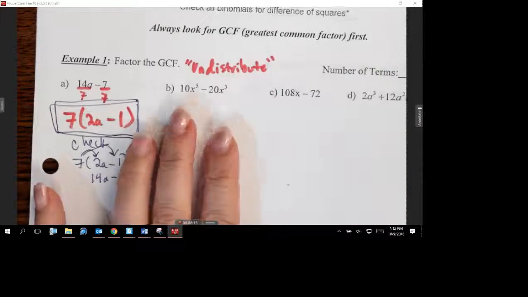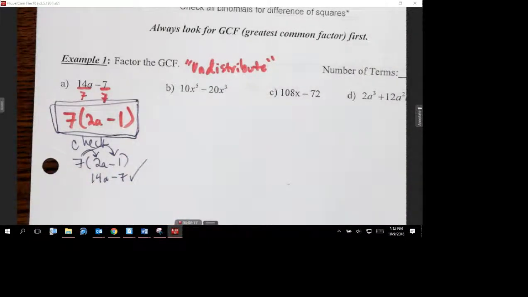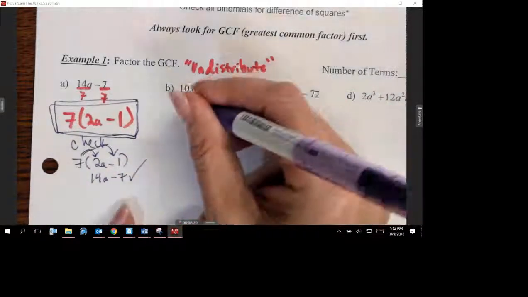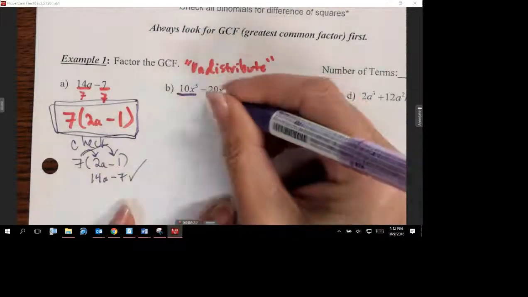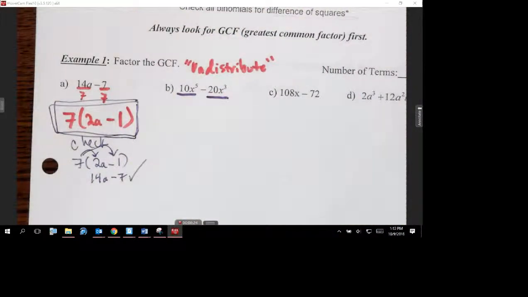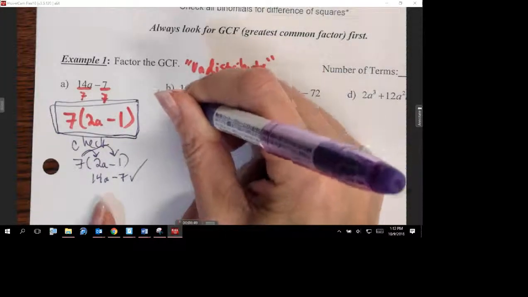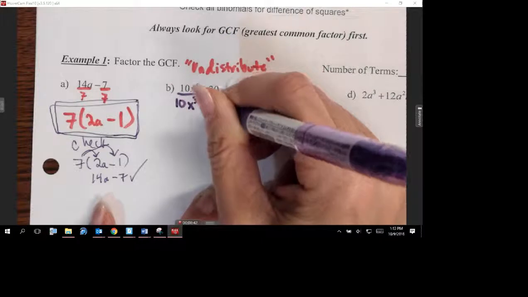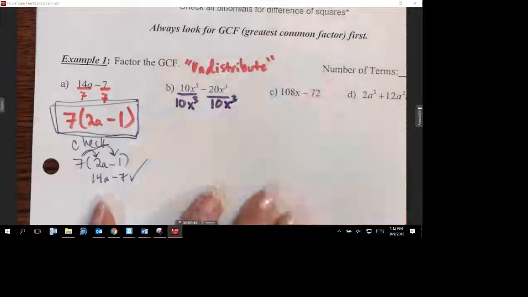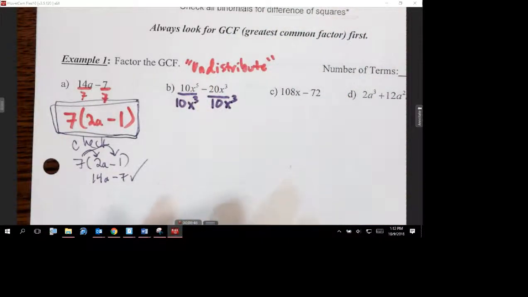The next one. Is there a greatest common factor with all the terms? So we're going to underline 10x to the 5th and 20x to the 3rd. 10 is a factor, but there's some variables as well. How many x's are in common? 3. So we're going to write 10, and then we're going to write x to the 3rd under both of these. We're going to take out the common stuff.